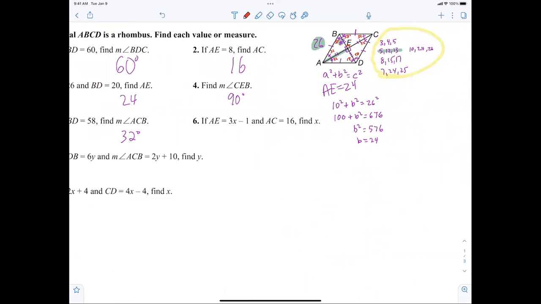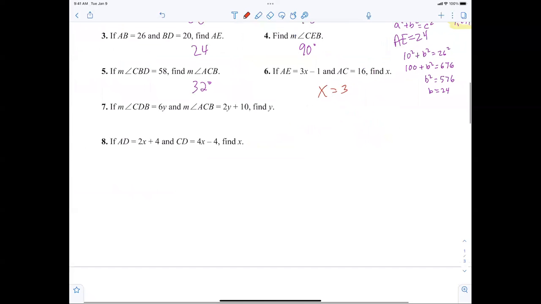So AE is 3x minus 1 and AC is 16. So what is X, guys? X equals 3. I like that. Without doing any work, you just tell me the answer is 3. Does anybody have a problem with X being 3? Come on now, don't sit there. If you don't know why it's 3, you can tell me. Everybody's good with X equals 3? Simple. All right, let's look at the next one.